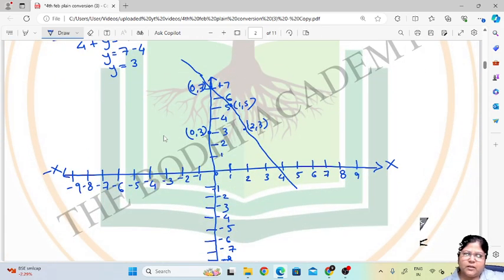When x is 1, y is 2. So going till here, 1, 2. Then the other one was 2, 1. So when x is 2, y is 1. So going to this point, 2, 1. Now just join this line.